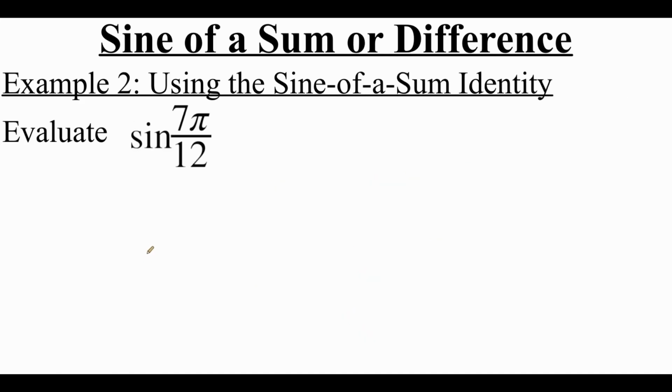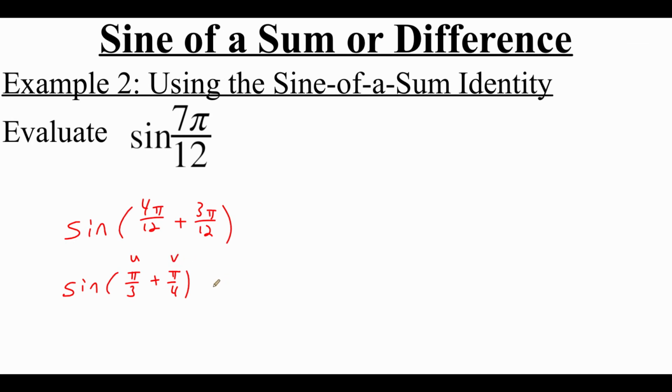Now, as we're taking a look at this example, we're going to try to evaluate the sine of 7 pi over 12 using our sine of a sum identity. So the first thing we need to do is break that 7 pi over 12 into two smaller angles being added together. And I'm going to use 4 pi over 12 plus 3 pi over 12, because each one of those fractions reduces nicely to some angles on our unit circle. So 4 pi over 12 reduces down to pi over 3, and 3 pi over 12 reduces down to pi over 4. Now the pi over 3 is going to be my u value, and the pi over 4 is going to be my v value.